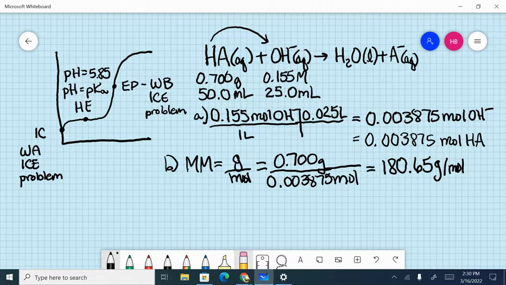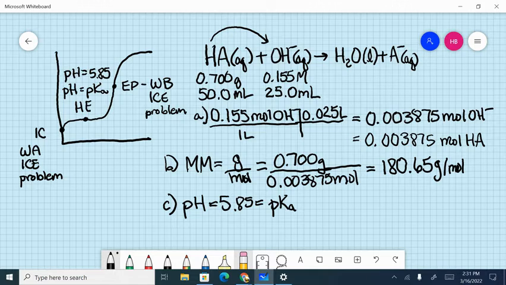C states, calculate the value of the ionization constant Ka of the acid HA. Listen closely to this because you can make this really, really difficult by trying to figure out the concentration of OH minus, the concentration of HA, the concentration of A minus, or you can make it easy on yourself and recognize that we have the pH at the half equivalence point of 5.85, and that's equal to the pKa.